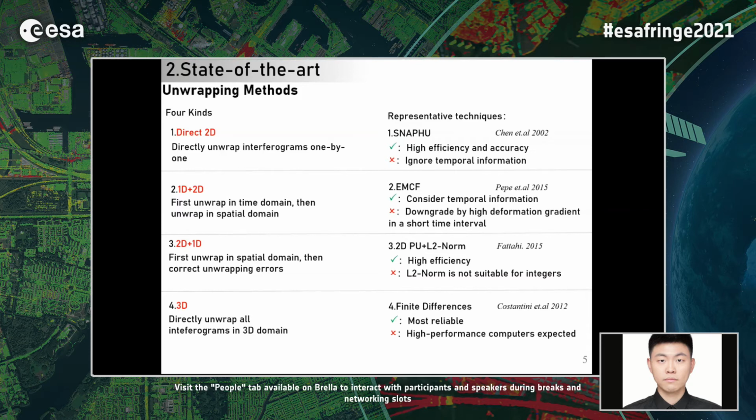The last kind is the three-dimensional method. It directly unwraps all interferograms in the 3D domain. The most representative technique is the finite difference method brought by Costantini. It can reach the most reliable results, but it requires high-performance computers. Yes, next slide.